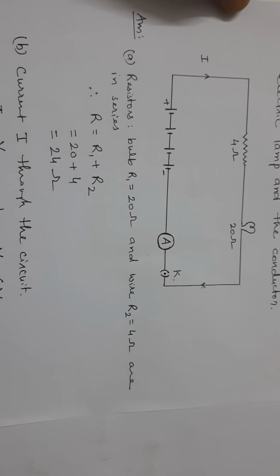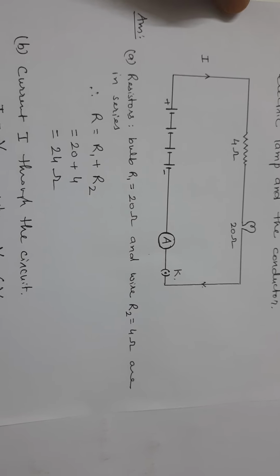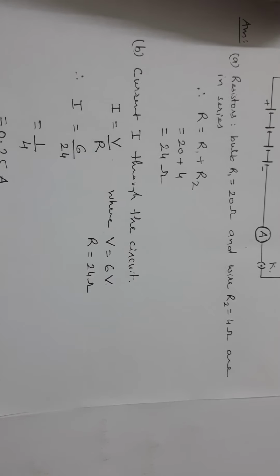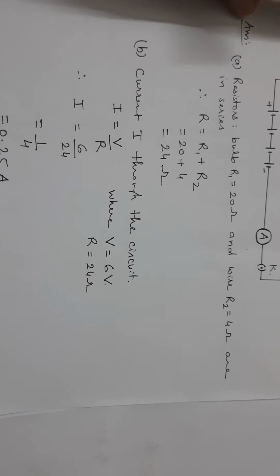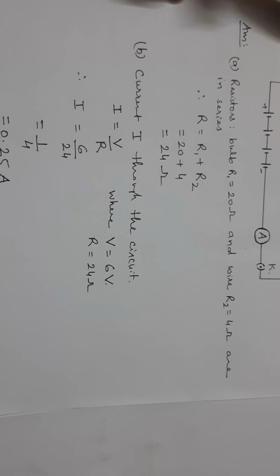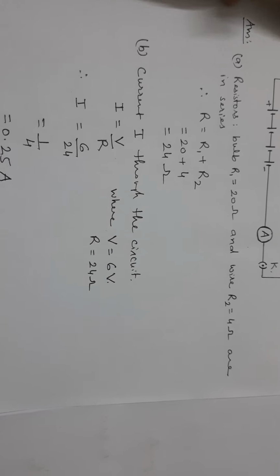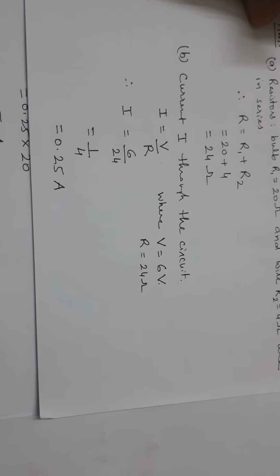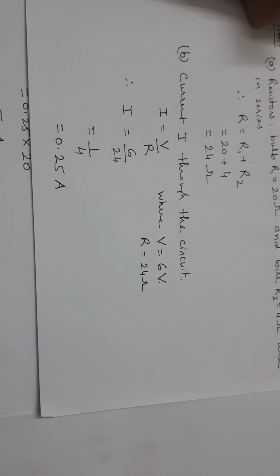Now we want to calculate current. Now current will be calculated using Ohm's law. V is equal to IR, therefore I is equal to V upon R. Now we have voltage 6 volt and resistance 24. So I will be 6 upon 24. It will be 1 upon 4 and finally it will be 0.25 ampere.